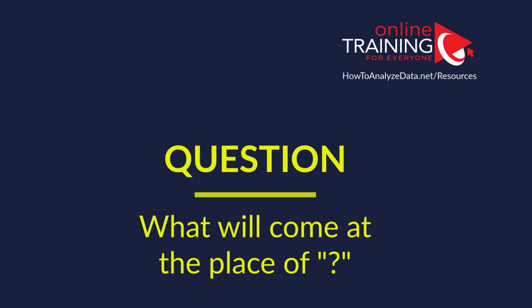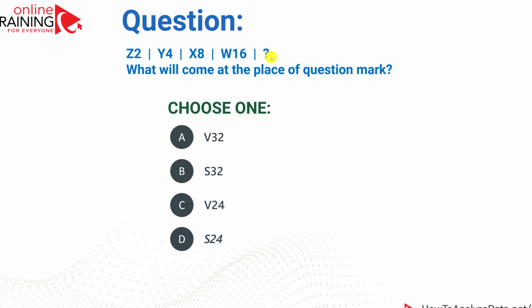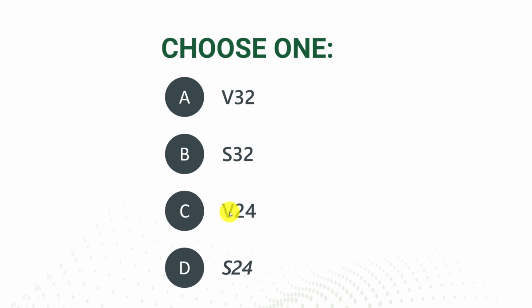Let's look at the question, which is frequently used as part of verbal reasoning, logical reasoning, abstract reasoning, and used as part of various aptitude tests. What will come at the place of question mark, and you're presented with the series Z2, Y4, X8, W16, and then question mark. And you have four choices: V32, S32, V24, and S24. Which one do you think is right?